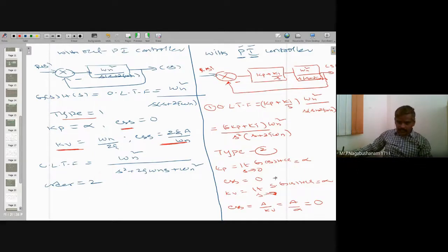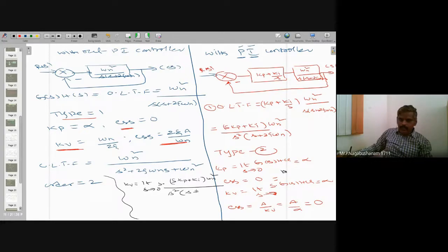Otherwise, if you're not understanding this one, let me write. KV equals limit s tends to 0 of s into G of s H of s, which is s Kp plus Ki times omega n square divided by s square into s plus 2 zeta omega n. One s will get cancelled. There is one more s. If I replace s equal to 0, something divided by 0 is infinity. Yes, I got infinity. Check it out, the error becomes 0.